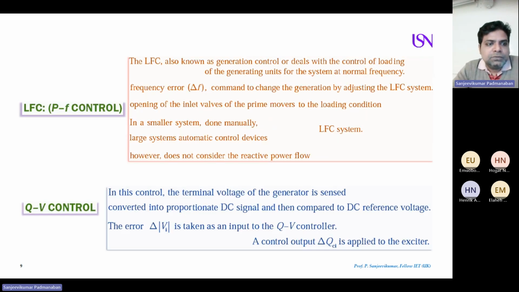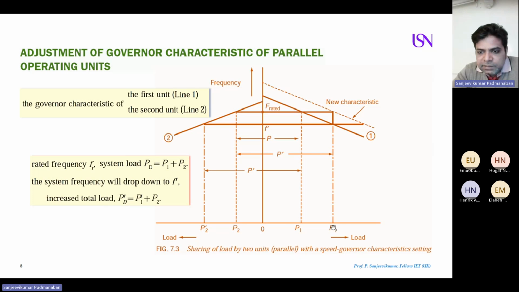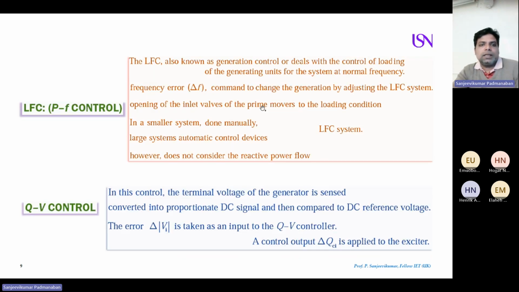Then LFC, load frequency control, is also called power frequency control. In the previous slide, I showed you the characteristics where the x-axis is the power and the y-axis is the frequency. LFC is also known as generation control. Hereafter, I will use the short form LFC. It's load frequency control, or PF control in short form.